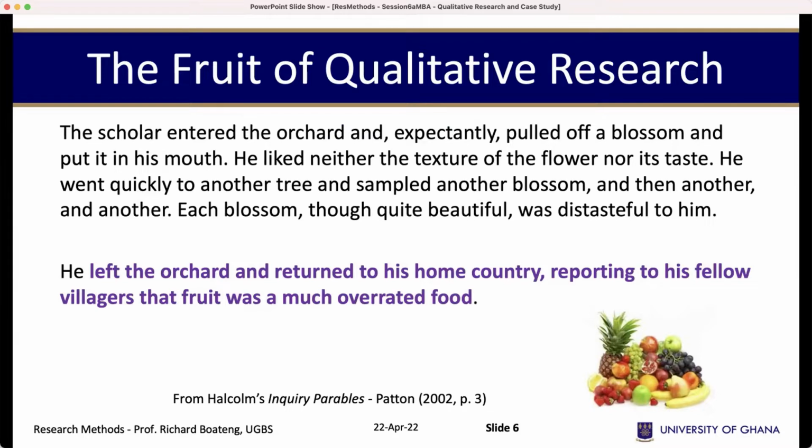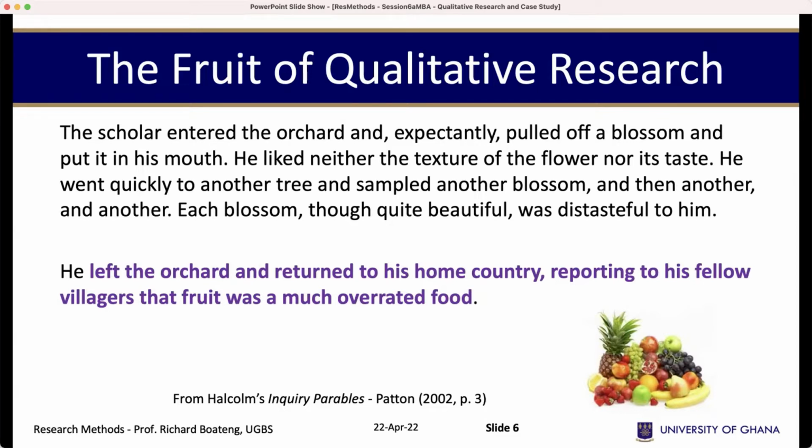Okay, so what do you think happened to this particular scholar? It comes from Halcolm's Inquiry Parables, and it's in a book by Patton. Patton writes on qualitative research and other research techniques. So, class, what do you think happened to him? Those of you who can, give us an example or type it in the chat room. What do you think happened to the scholar?